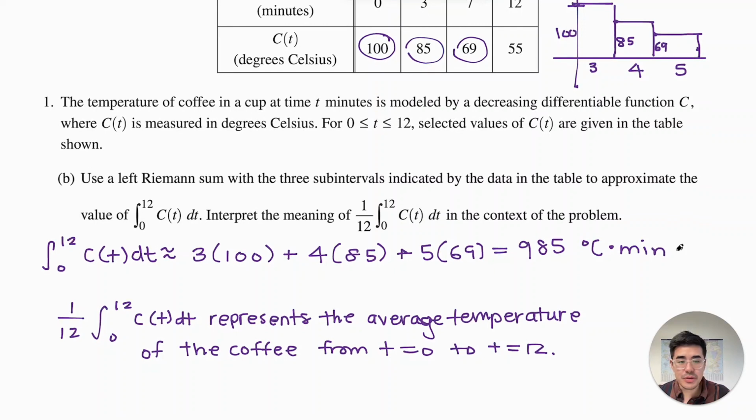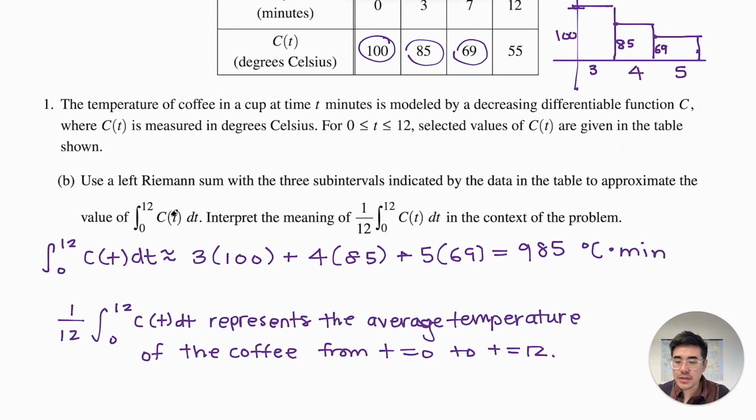Part B, okay, so this one is usually worth 3 points. So you'd probably get a point for showing that you know how to take a left Riemann sum. You'd probably get a point for the correct answer over here. The units, I don't think they're going to count in this part of the question. And then you get another point for the correct explanation of average temperature.